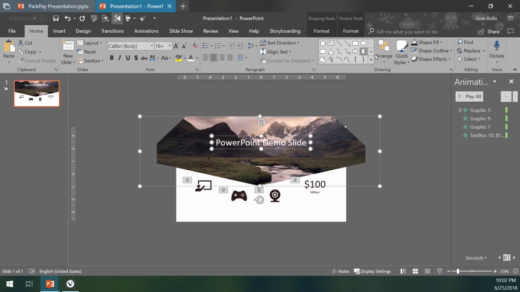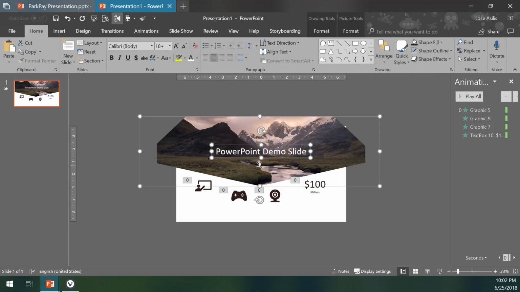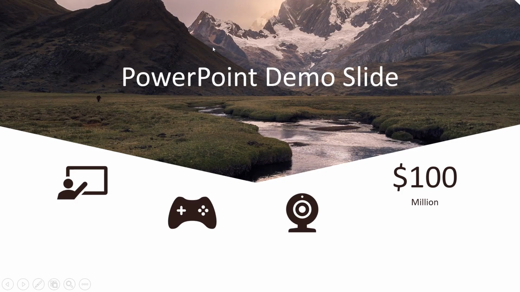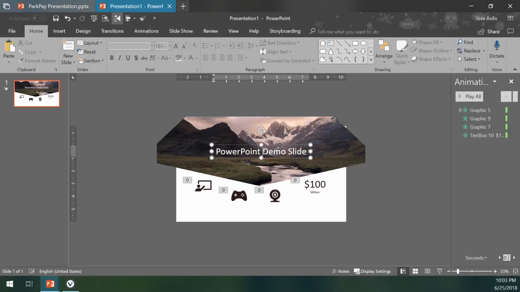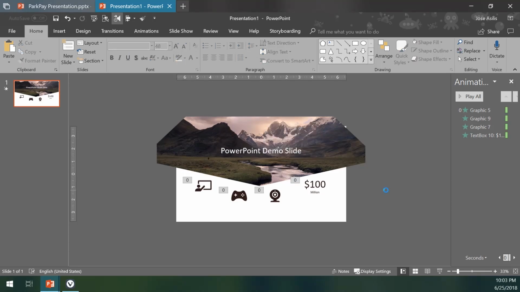Come here to Format, to Arrange again. Align. Verify the Align Selected Objects is selected, and click here Align Middle. This will put the text in the middle of the picture that you have here in the background. I think the text, again, is a little bit bigger. We just make it a tad smaller. Okay, looks good.